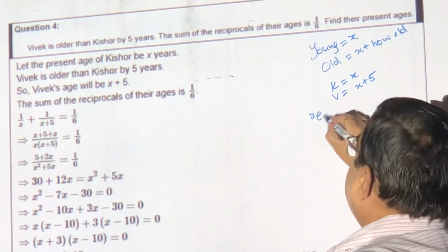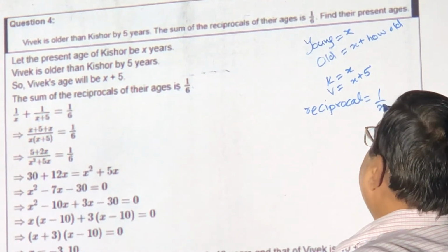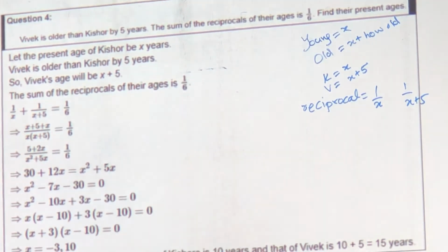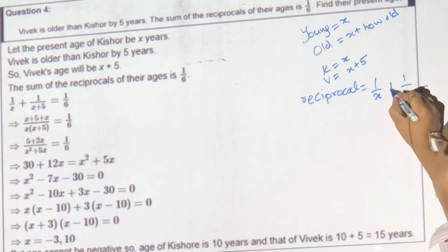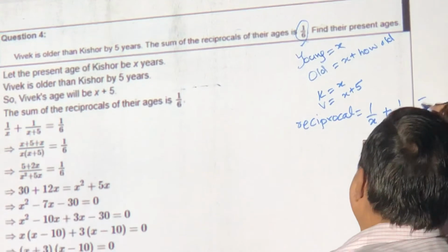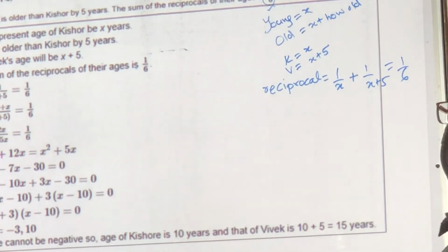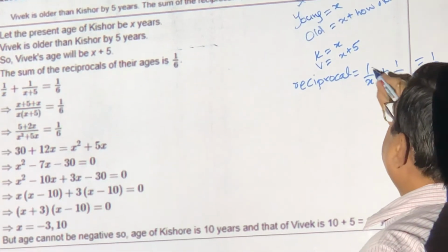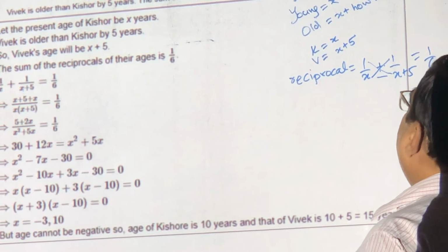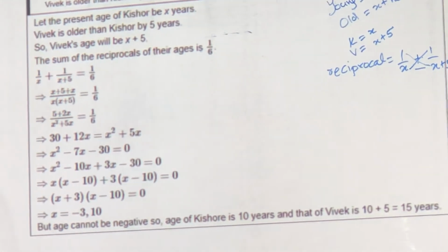Reciprocal is 1 upon x plus 5. Make it ulta. Sum means plus, and the sum is 1 upon 6. That is given, my friends. Now this goes here, this goes here, this goes down. You can do it like this, and then equal to 1 upon 6.